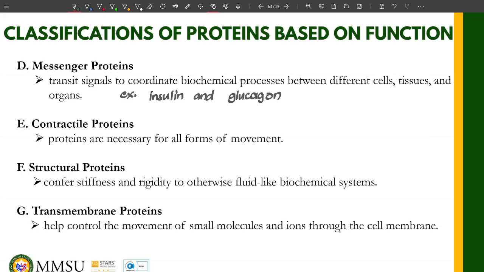And then the fifth one is the contractile proteins. These are proteins that are necessary for all forms of movement. Basta movement siya, movement nung isang cell or isang body. Ayan. Examples would be muscles. Muscles, it is made up of filament-like contractile proteins. And we all know naman muscles, it is needed for movement, as well as the actin and myosin.